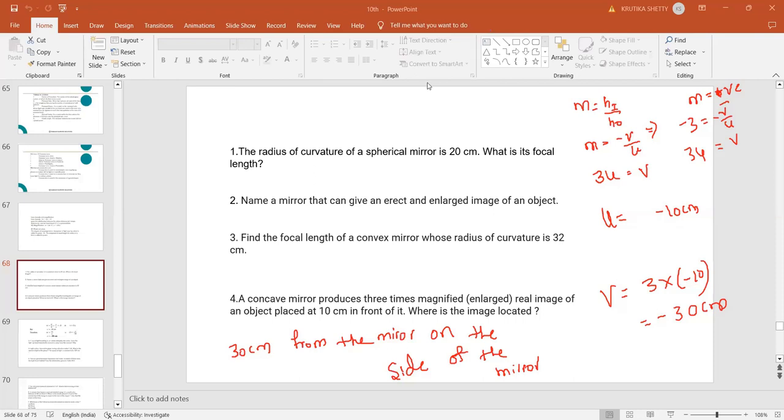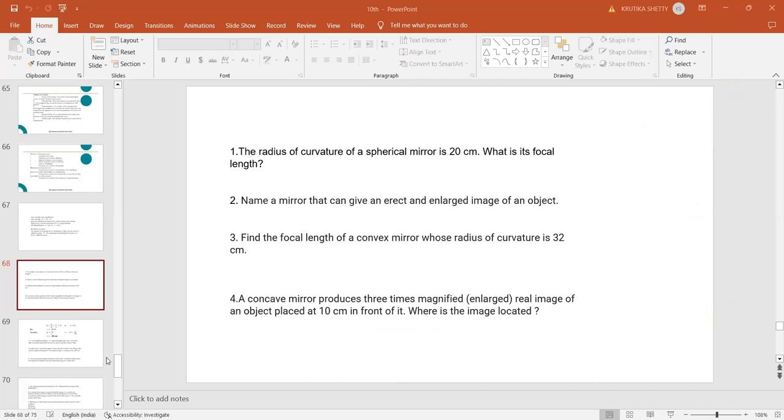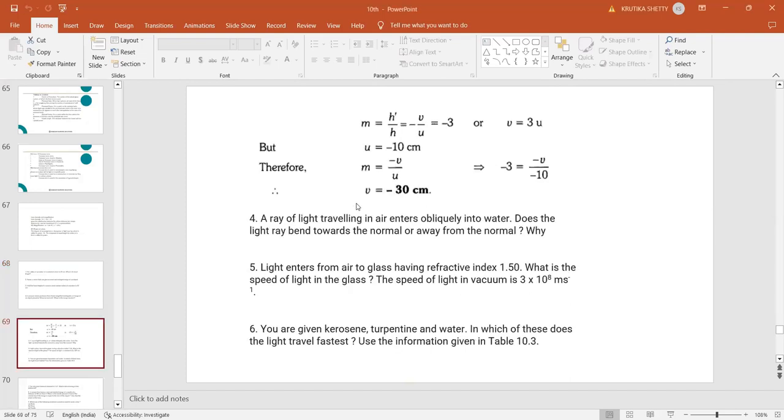Then so by u, therefore v is equal to 3u. Substitute u is equal to minus 10 centimeter, therefore v is equal to minus 30 centimeter. Yes, I hope you have copied down. I'll go for the next question. Okay, the next question. Here also we have the same solution.